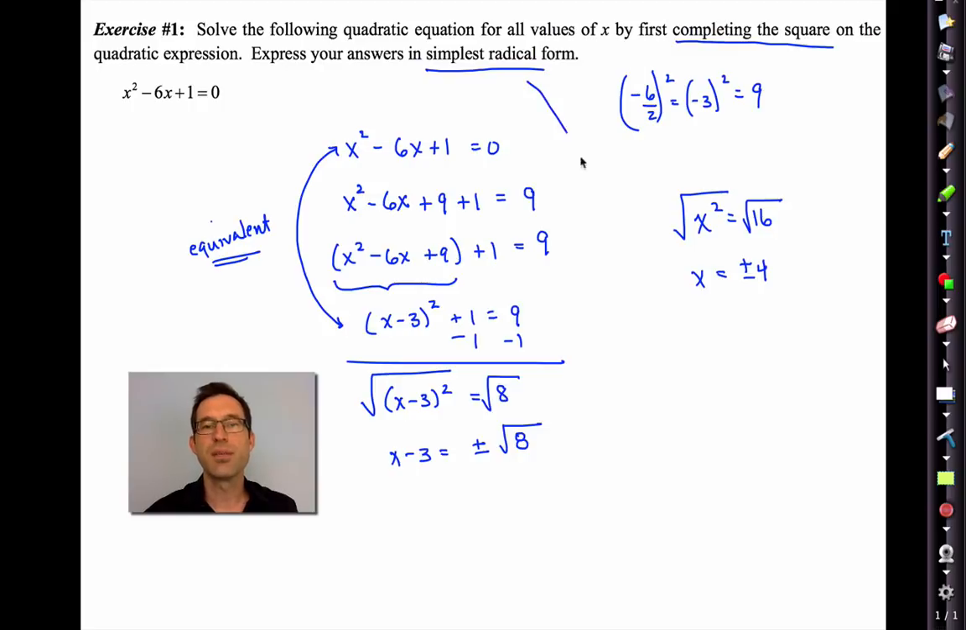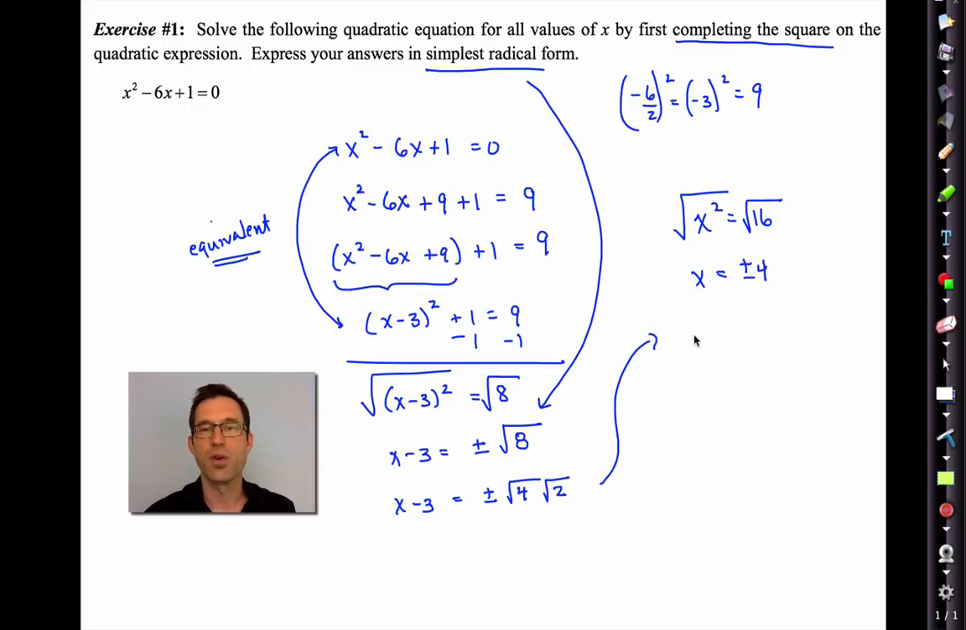Now notice this simplest radical form business. I could at this point simplify the square root of 8, or I could wait until after I add the 3. I think I'm going to simplify it right now. Right? And this is what we did in the last lesson. We're going to break up the square root of 8 as the square root of 4 times the square root of 2. Bring this over here. Then I'll have x minus 3 equals plus or minus, we don't want to lose that, 2 root 2. I'll add 3 to both sides.